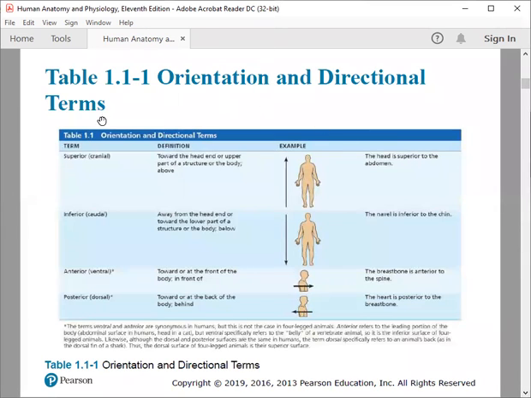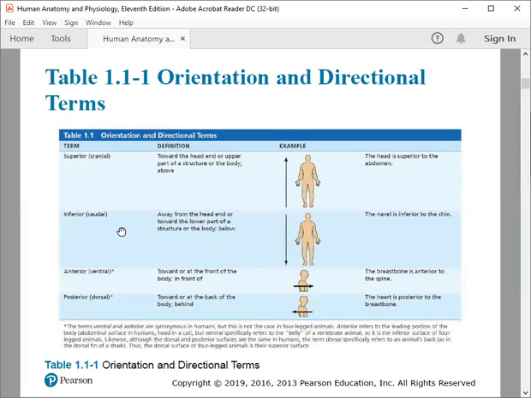This table 1.1-1 is one of three tables that there are of these orientation and directional terms. And you guys can all read, but these examples show you this here. So superior is towards the head or upper structures. Inferior is towards the lower. Superior, I should mention, is also sometimes called cranial, and inferior is sometimes called caudal. So sometimes there are additional terms that are used to explain the same thing.